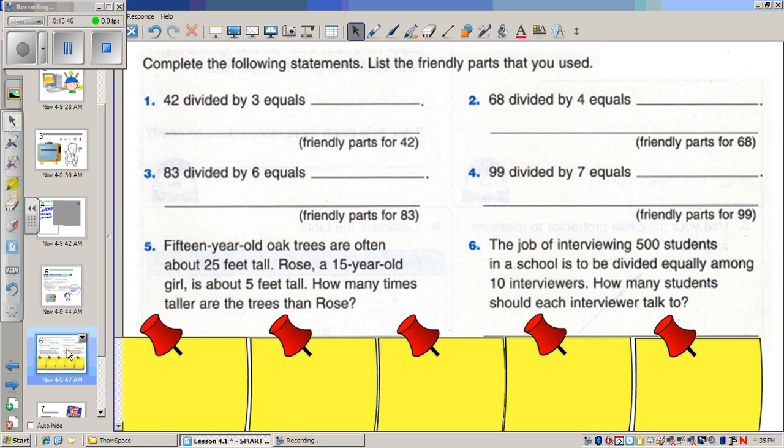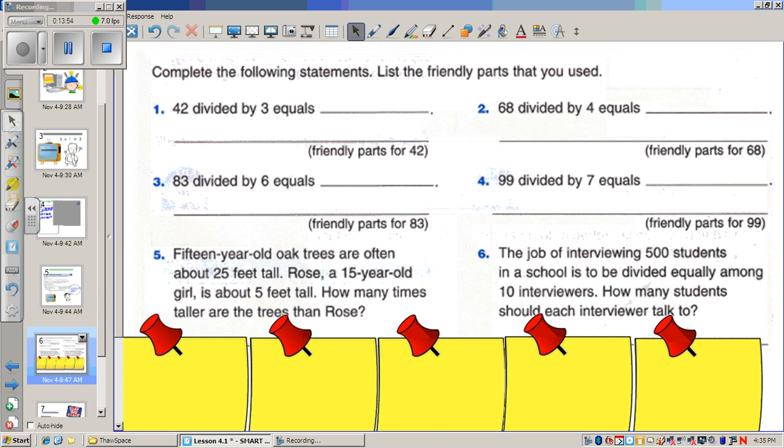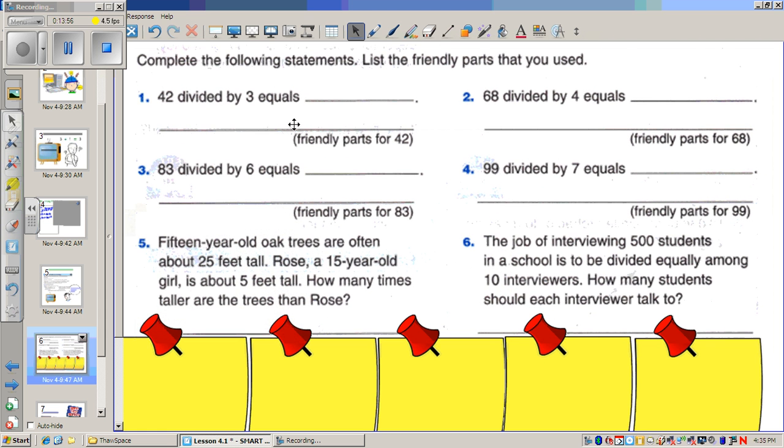Okay, so again, in this one, I like what he said, because how many 3's over here? So if I have 42 and 3, I got to get my marker back on, sorry. I know that 3 times 10 equals 30, right? Okay. And then I'm left with what? Well, I'm left with 12 because 30 plus 12 equals 42.